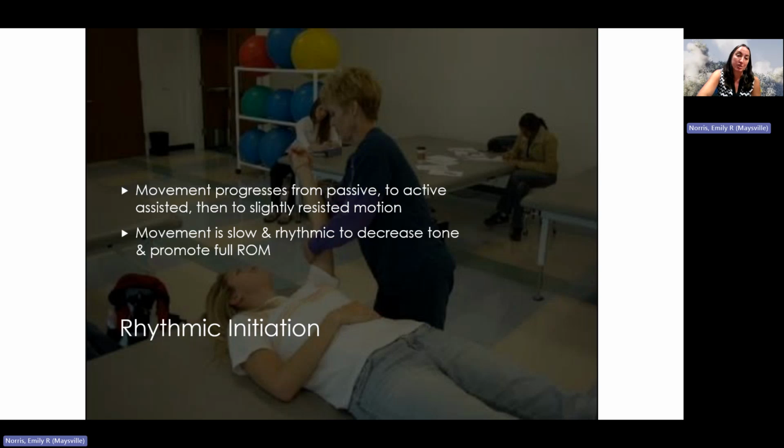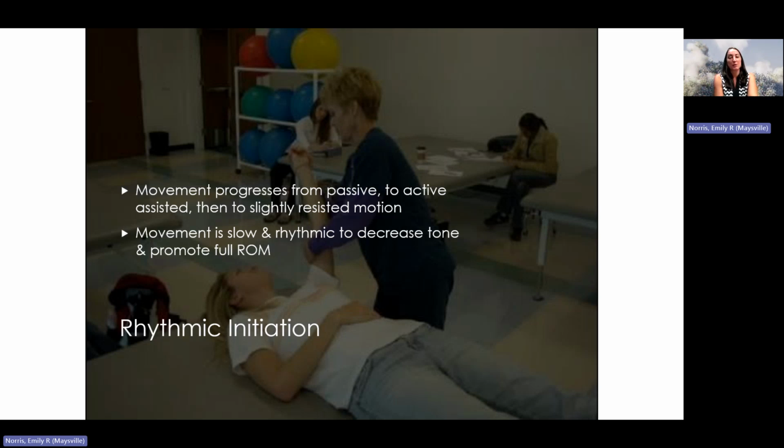So rhythmic initiation. The movement progresses from passive to active assistive to slightly resisted motion. So you're going through the pattern, you're first moving them through it yourself, then you have them help you, and then you say pull against me. Some of the cues are: relax, let me move you, help me move you, so move with me, and then move against the resistance or move against me. I'll try and stop you, you try and push through.